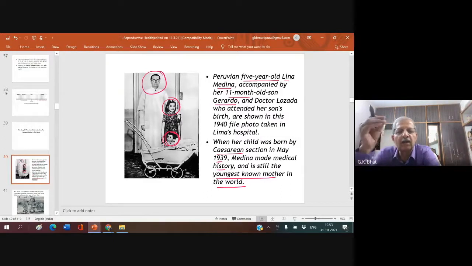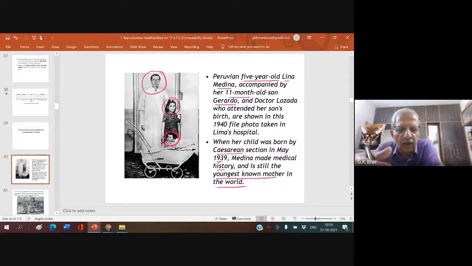And this girl did not tell at all who was responsible. And her son Gerardo believed that she was his sister. Later he came to know that she is not his sister, she is his real mother. Please remember, such things, don't think that it happened only in Peru.